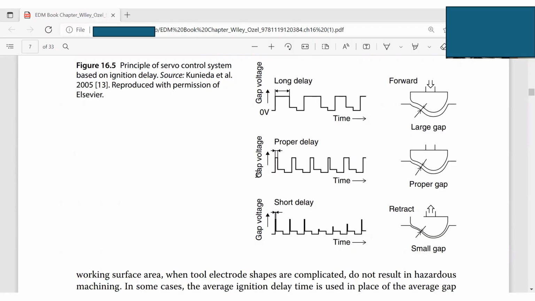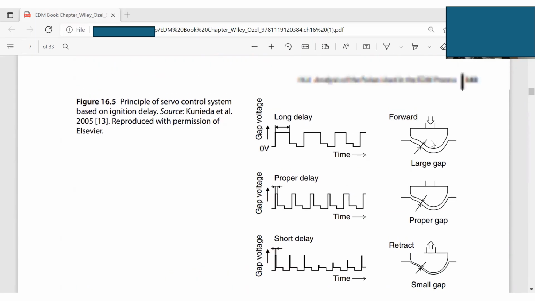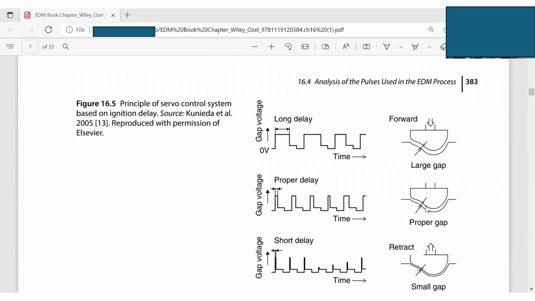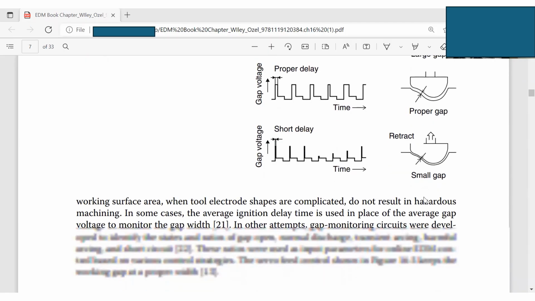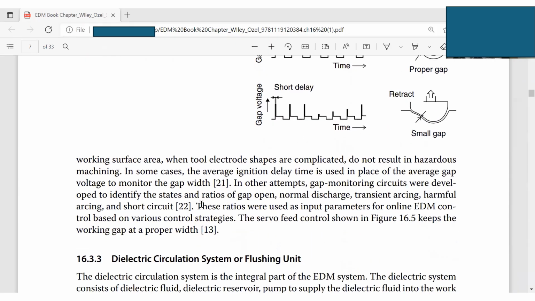Here you can see this is the gap voltage. This is also gap voltage. This is a large gap, this is a proper gap. So here, see, this is a gap. This is a larger gap, this is a proper gap, and this is a small gap. A small gap means retract the cable. You can just take a look at this one.